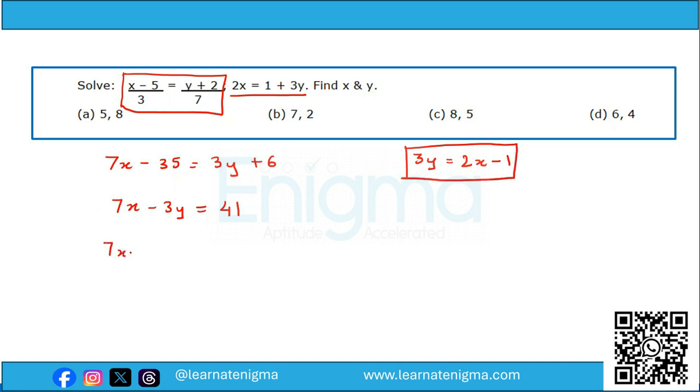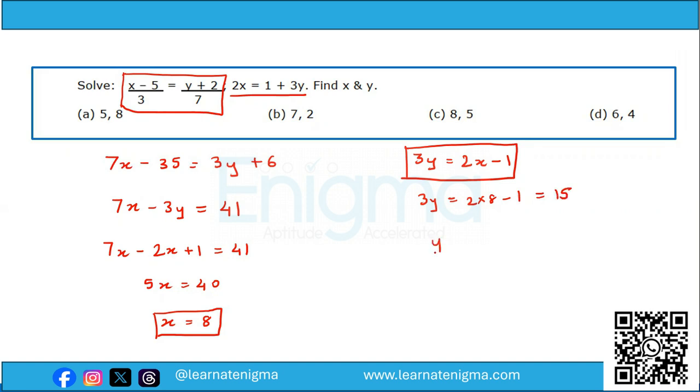So it becomes 7x − 2x + 1 = 41. So it becomes 5x = 40, and therefore x = 8. Now, as x is 8, let's substitute it for y. So 3y = 2 × 8, that is 16 − 1, that is 15. So y becomes 5.